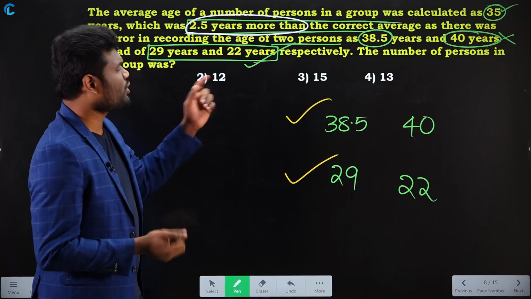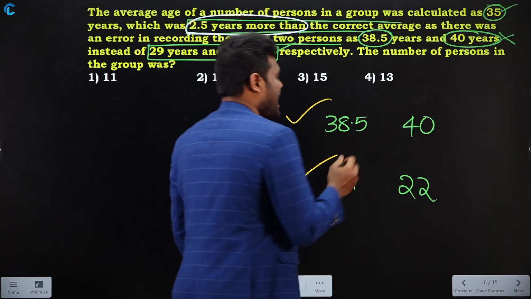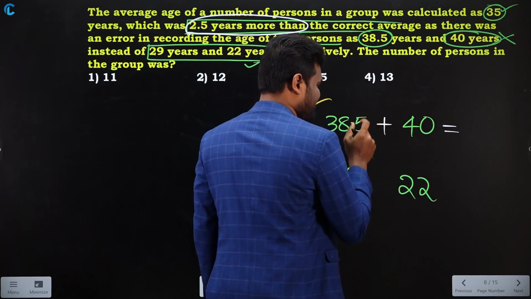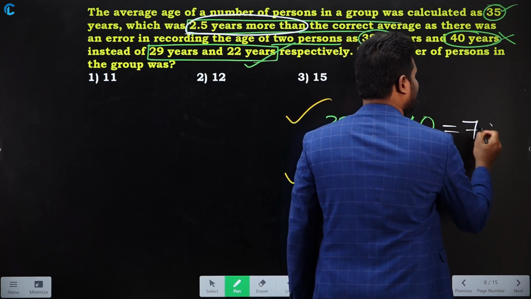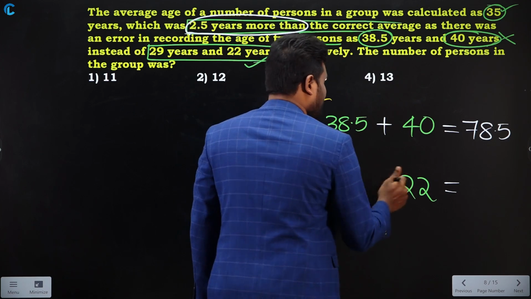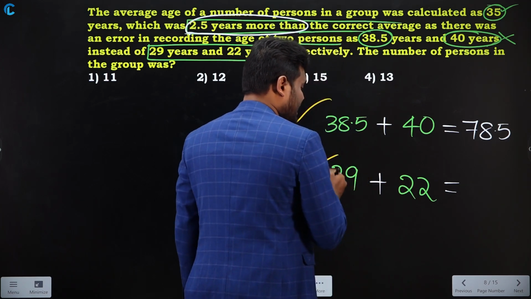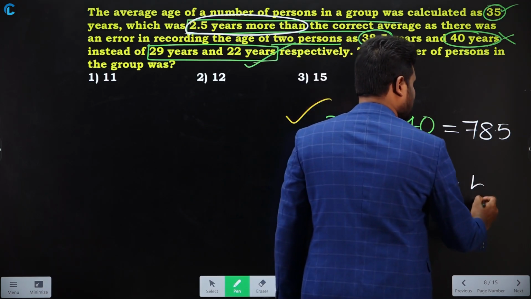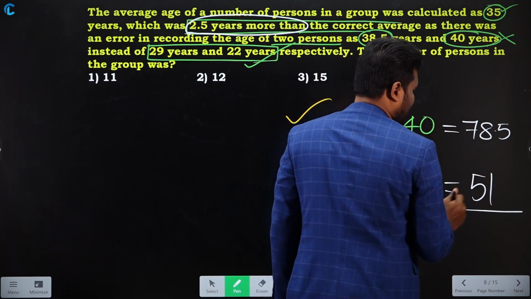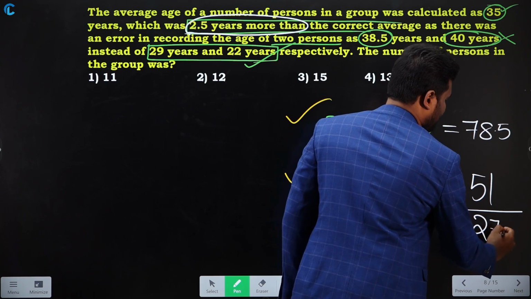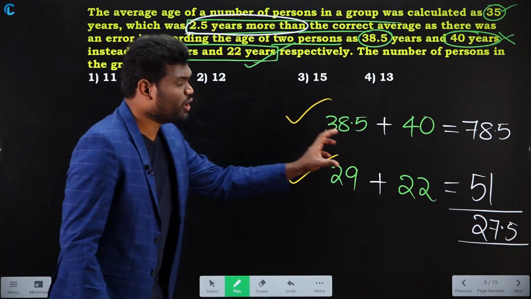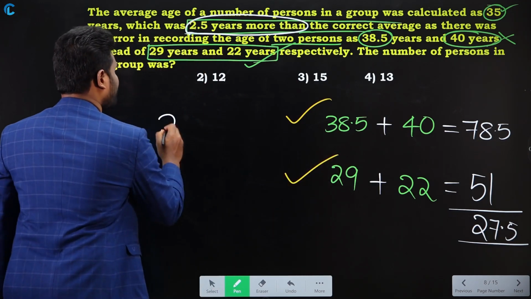Now your question is, in total how many persons are there? Just add these numbers. 38.5 plus 40 is 78.5, so the total is going to be 78.5. Similarly, 29 plus 22 is 40 plus 11, which is 51. So just take the difference. If you take the difference, it is going to be 27.5.